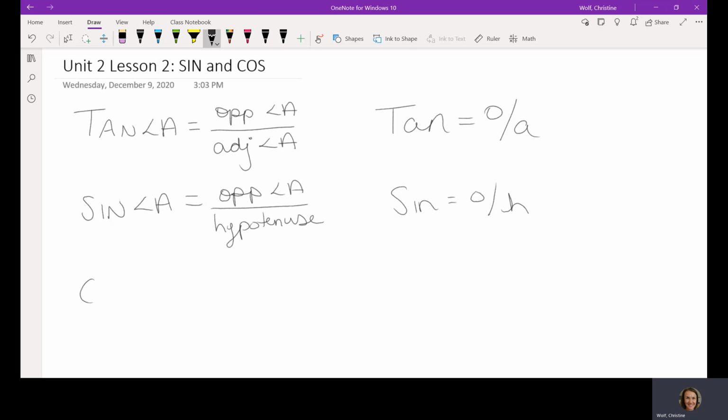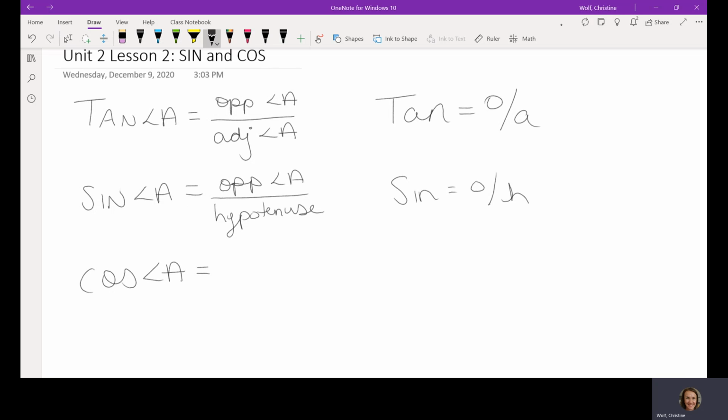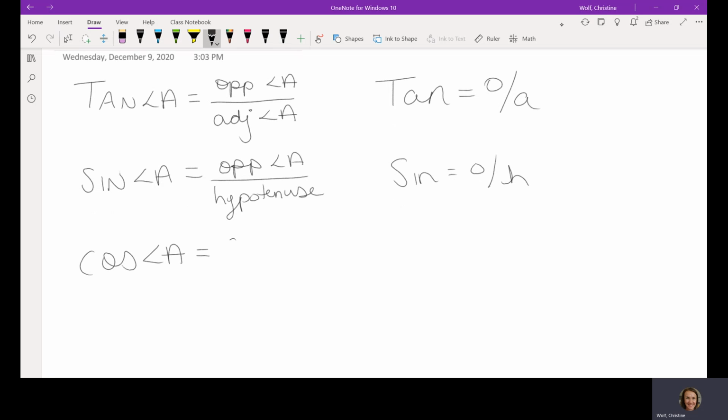Okay, now the third one we're going to learn is cos. So if I'm talking about cos of angle A, on top is going to be the adjacent side of angle A divided by the hypotenuse. So if there's three sides in a triangle, opposite, adjacent, hypotenuse, there's three different options of how we can pair them up. Opposite adjacent, that's tan. Opposite hypotenuse, that's sine. Adjacent hypotenuse, that's cos. So cos is A over H.